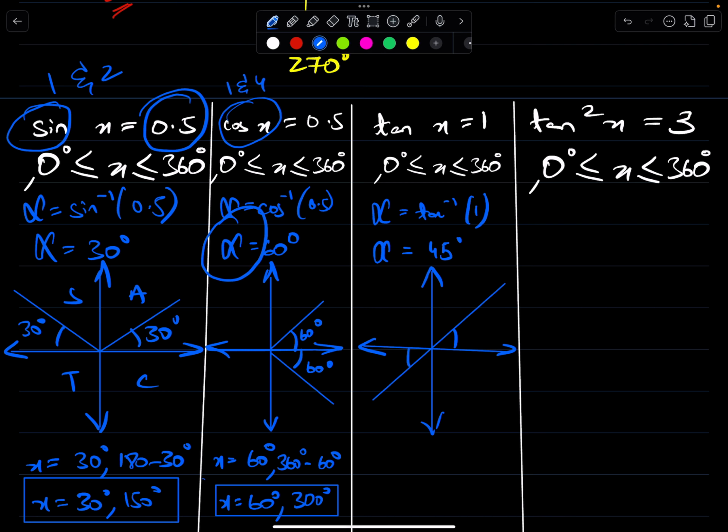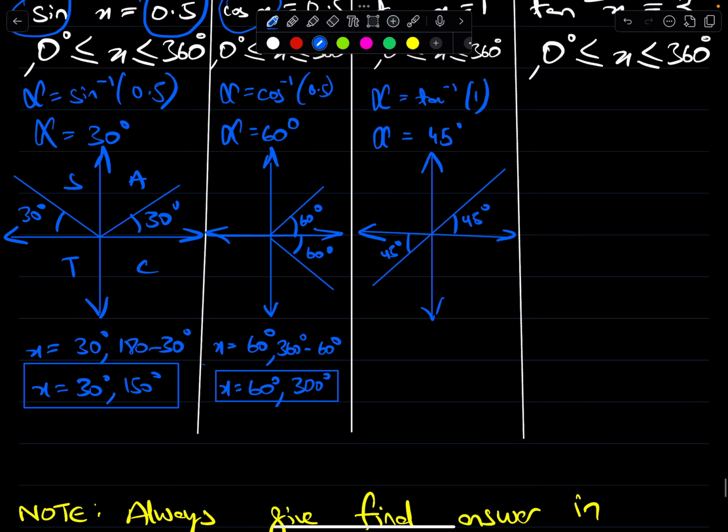And also remember that alpha is always made with the x-axis. Finally, finding the final answer. In the first quadrant, theta is equals to alpha. In the third quadrant, theta is equals to 180 degrees plus 45 degrees. X is equals to 45 degrees and 225.